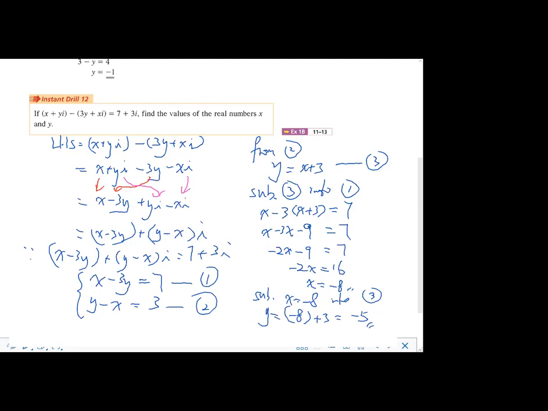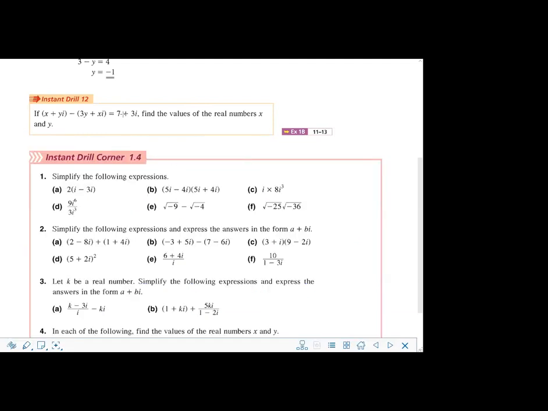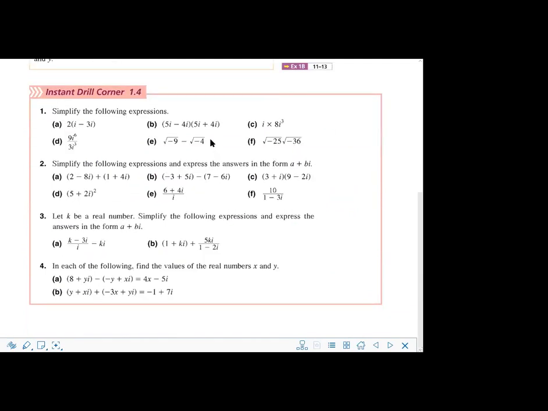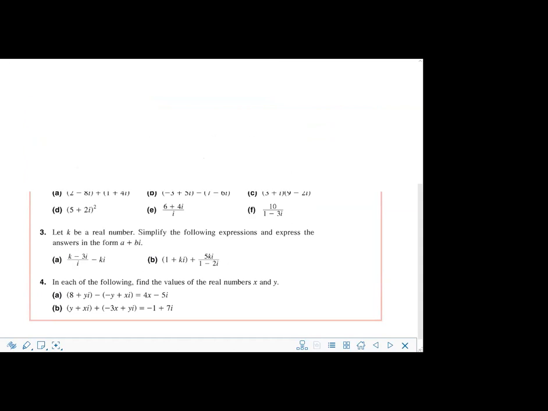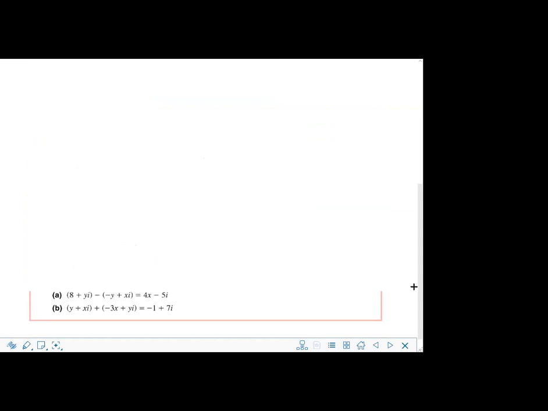All right, the instant drill corner 1.4. So let me clear the board first. Instant drill corner 1.4, question number 4. Let me cover this. Same question.